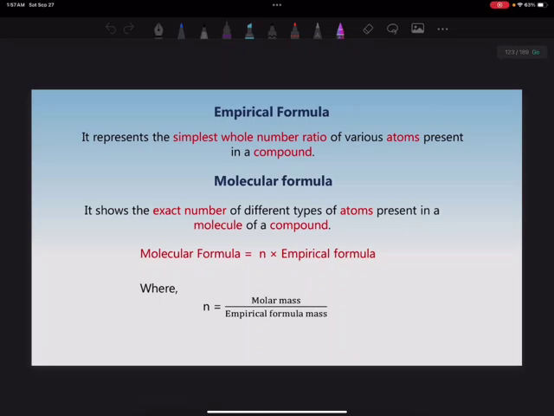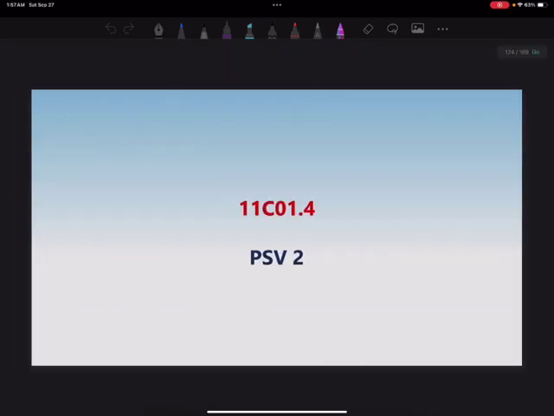So now what is the empirical formula? It is represented as the simplest whole number ratio of the various atoms present in a compound. While the molecular formula shows the exact number of different types of atoms present in a molecule or compound. The molecular formula is equal to n into the empirical formula, where n is equal to the molar mass upon the empirical formula mass.